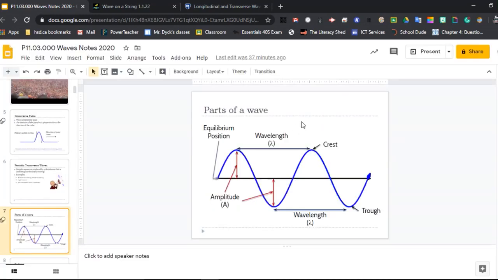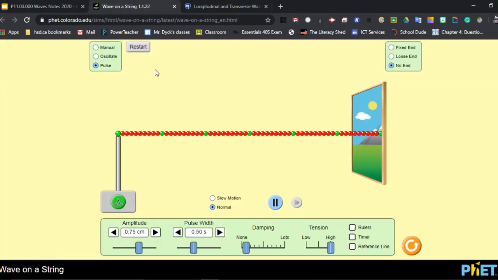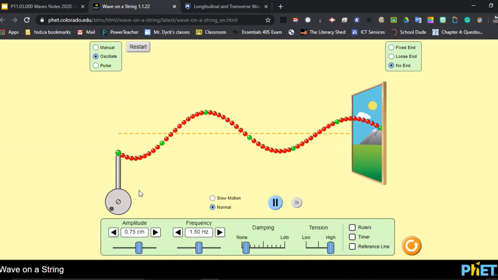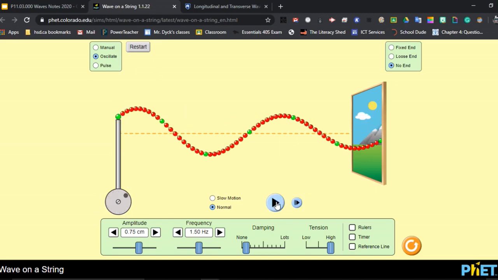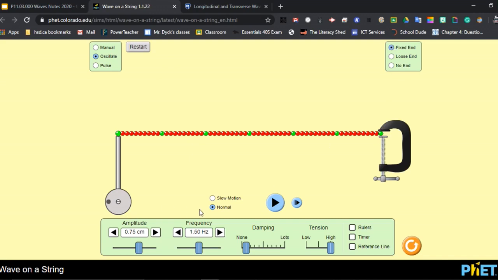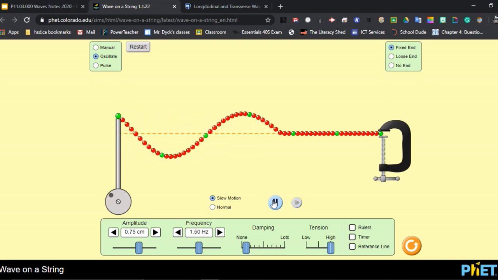And so before we get into the parts of the wave, let's quickly show what an oscillating wave looks like. And so this is continuous motion right here. Let's put that on pause and bring it back to our first example with a fixed end. Let's put it into slow motion just so we get a good picture as to what's happening here.